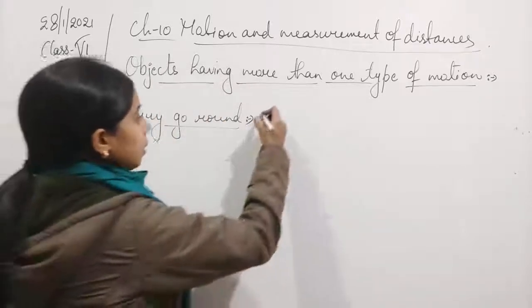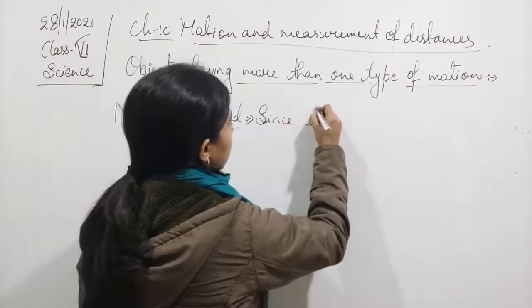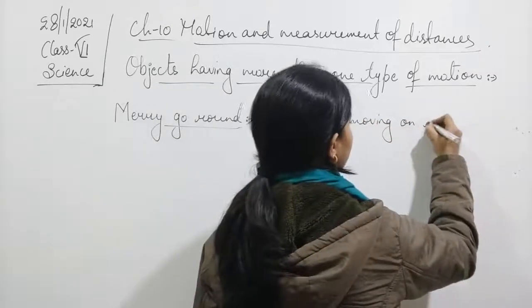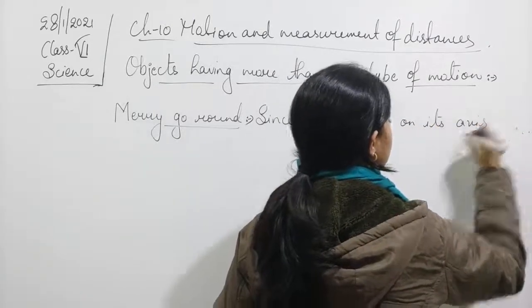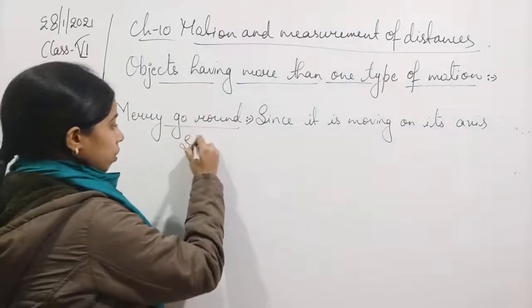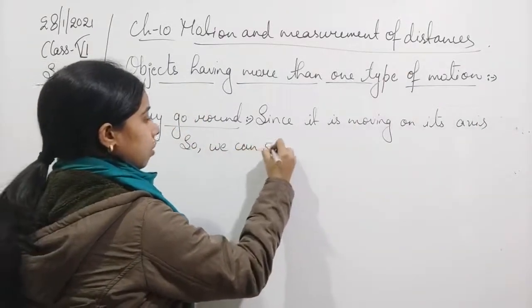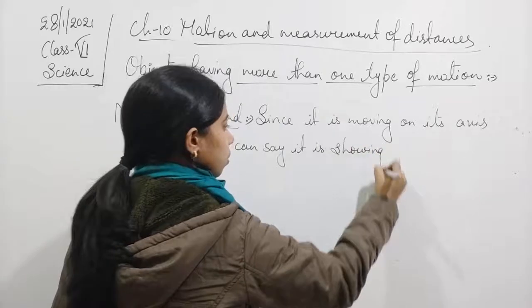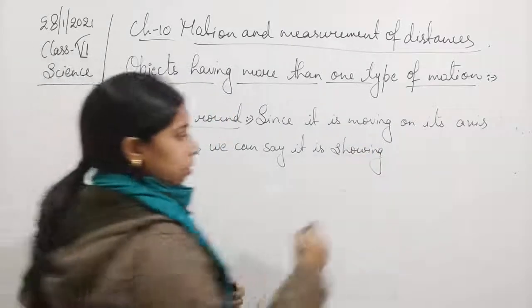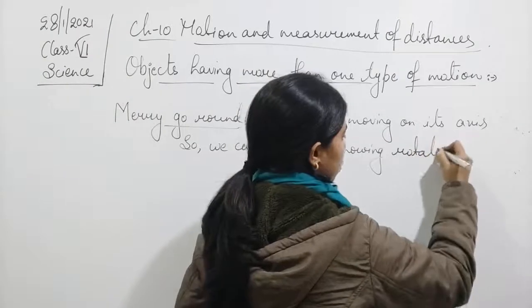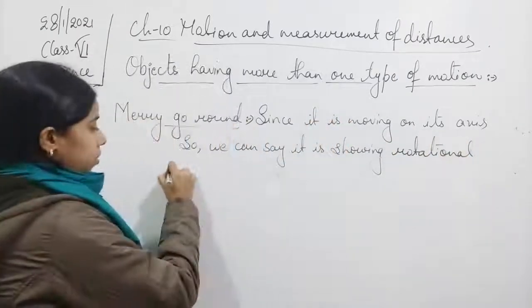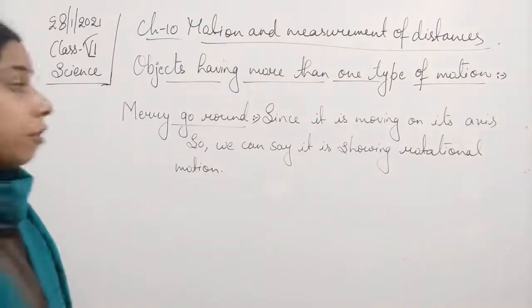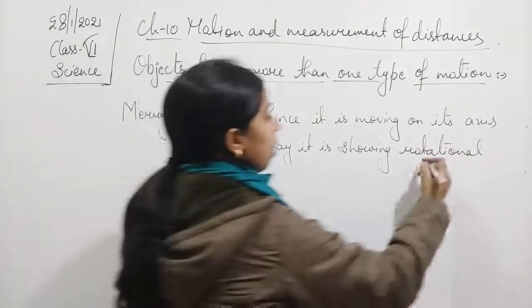So we can write that since it is moving on its axis, it is showing rotational motion. So the first kind of motion is rotational motion, students.